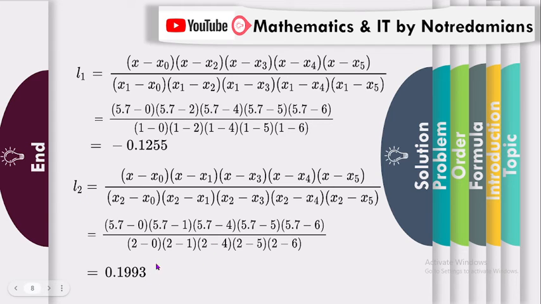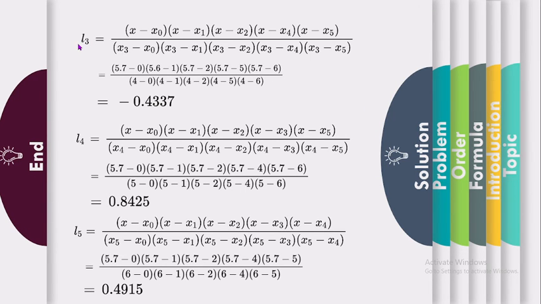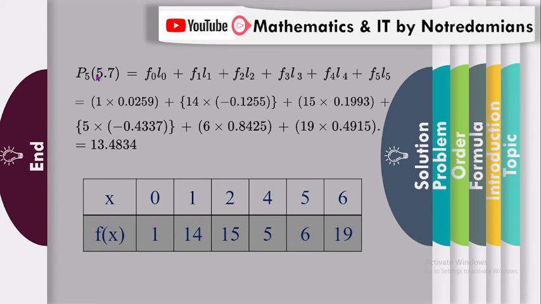So this is the value of L2, and by the same procedure the value of L3 is minus 0.4337, L4 is 0.8425, and L5 is 0.4915. So now P5 of 5.7 is equal to f0 L0, f1 L1, f2 L2, f3 L3, f4 L4, and f5 L5. So by the value and calculation, our value is 13.4834.